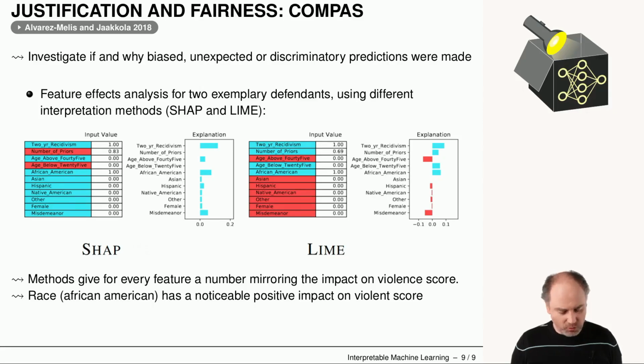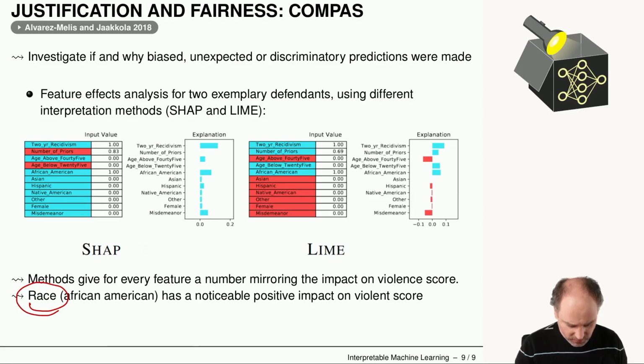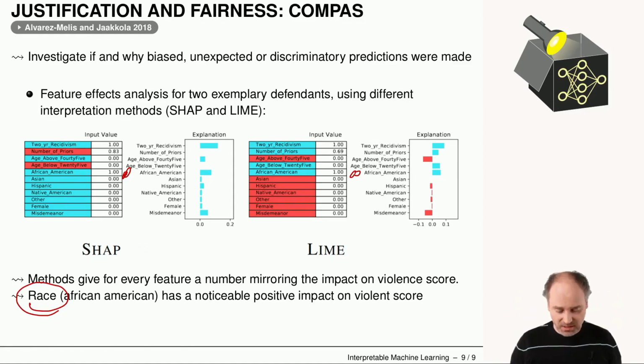And then we could look at whether certain features have a stronger or a weaker effect on the predicted outcome. So here we looked, for example, at the race feature, which you can see here. You can see also here, right? And you can see that it has a noticeable positive effect, actually. In reality, like a negative effect, I guess, in terms of its interpretation on the violence score.